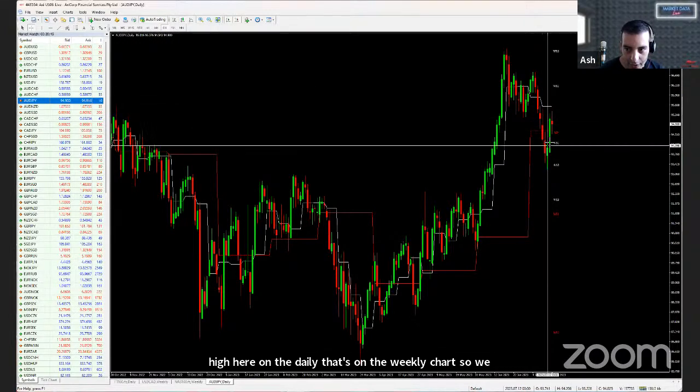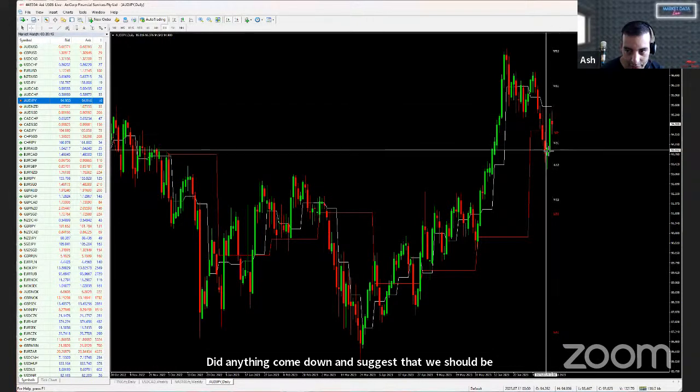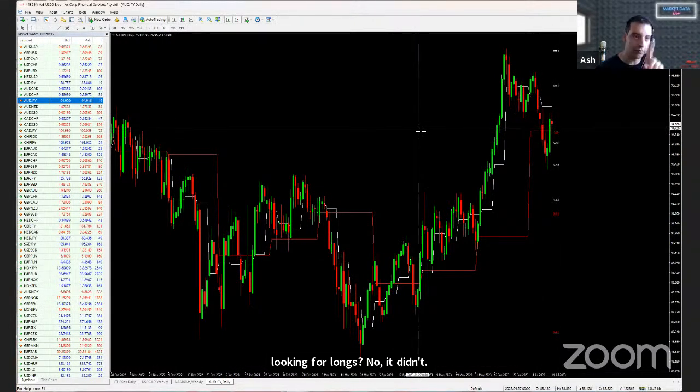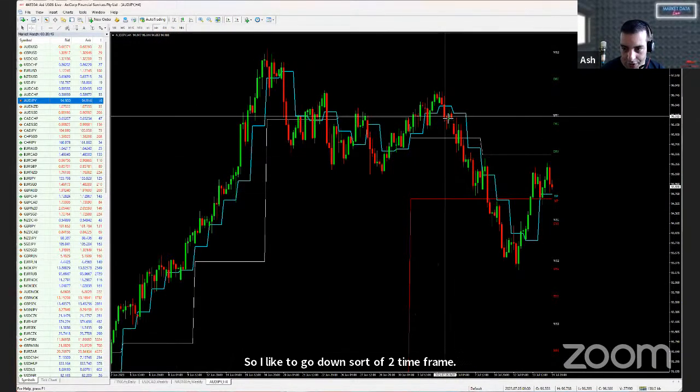Did anything come down and suggest that we should be looking for longs? No, it didn't. And actually on the daily, there was nothing. So I like to go down sort of 2 time frames. So on the 4 hourly, what was it suggesting?